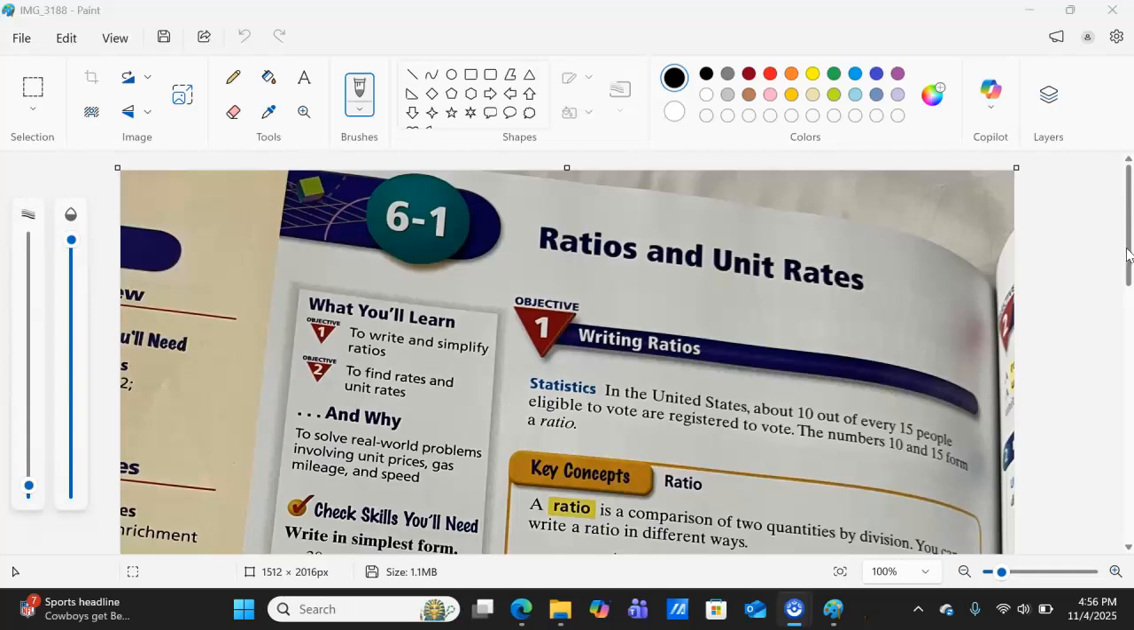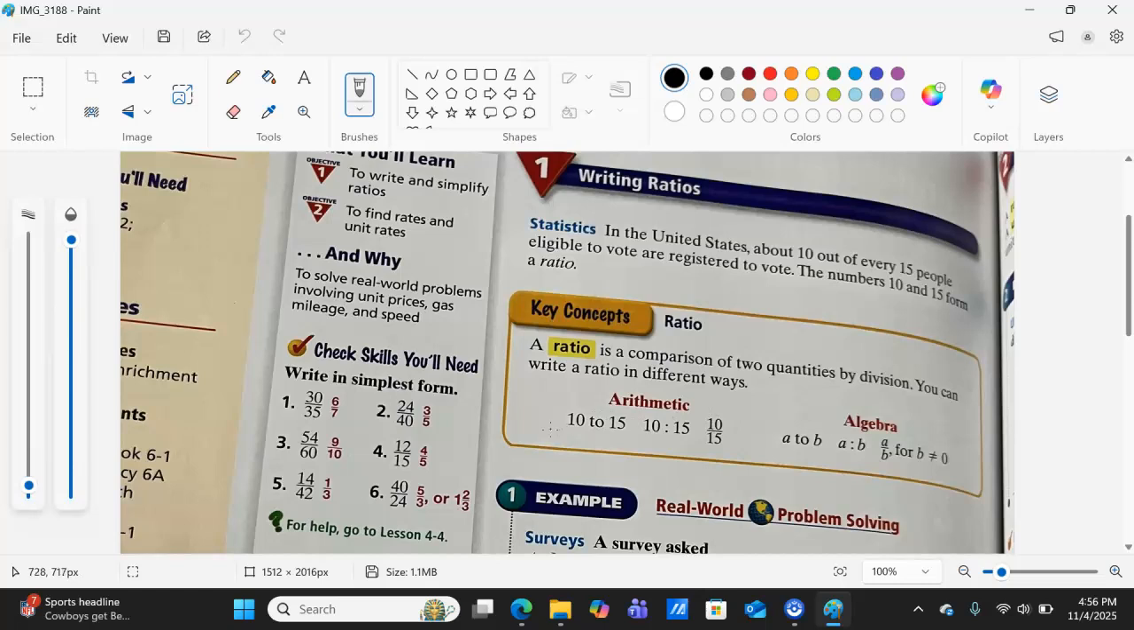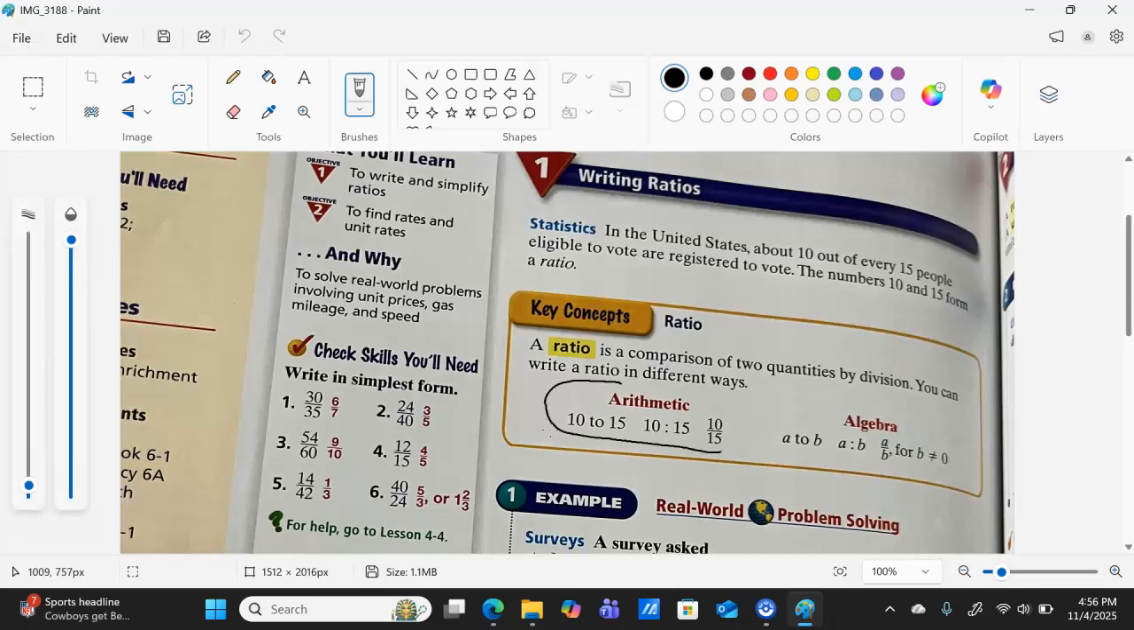In section 6.1, we are going to be dealing with ratios and unit rates. A ratio is a comparison of two quantities by division, and there's three ways that we can write a ratio: 10 to 5 using the word "to" in there, or using that colon, or as a fraction. Mathematically, we often use the fraction because then we can multiply it, divide it, etc.